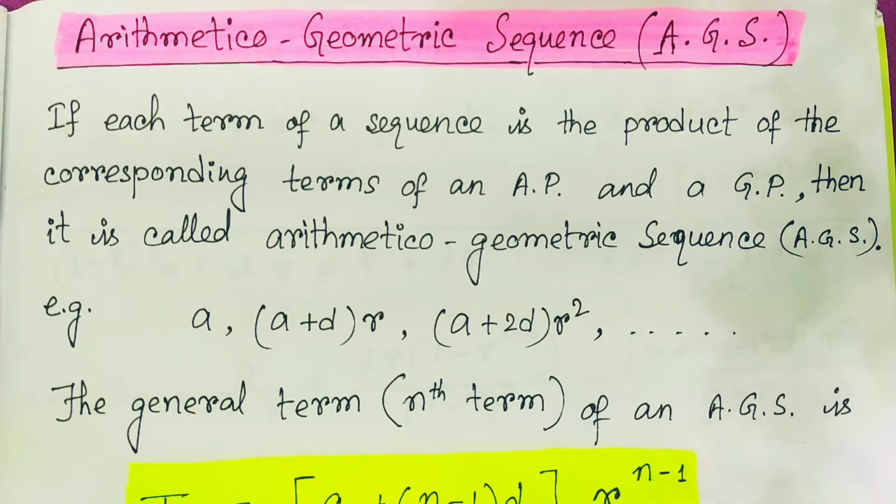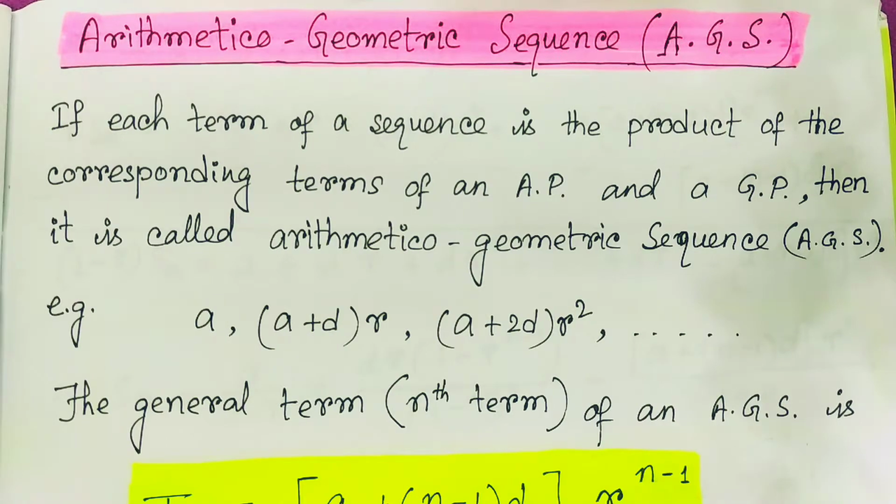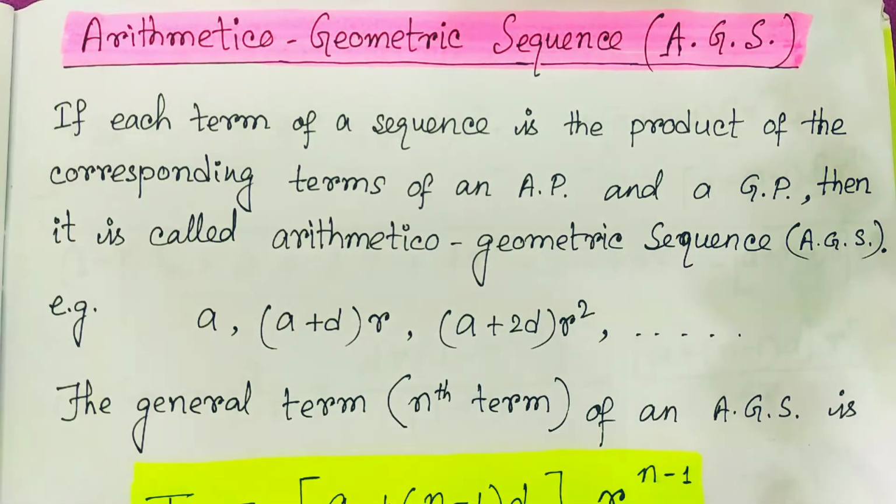In this video, we are going to discuss a special type of sequence. The sequence is the arithmetico-geometric sequence. In short, we can write it as AGS. So, how does an arithmetico-geometric sequence look? If each term of a sequence is the product of the corresponding terms of an AP and a GP, then it is called the arithmetico-geometric sequence.